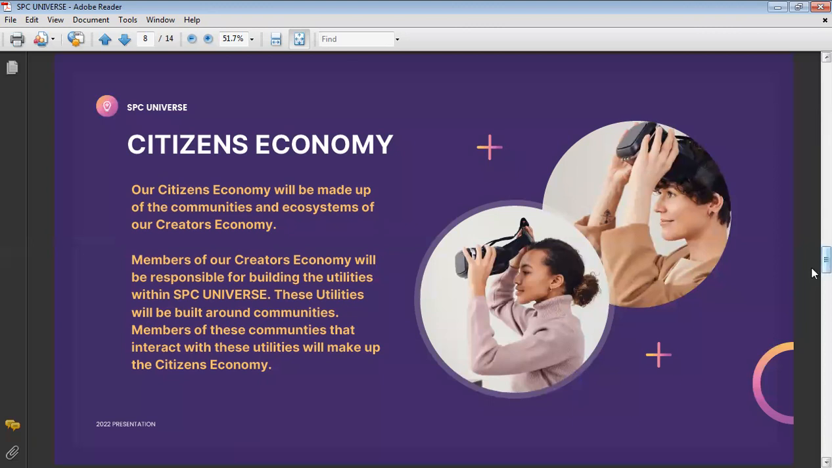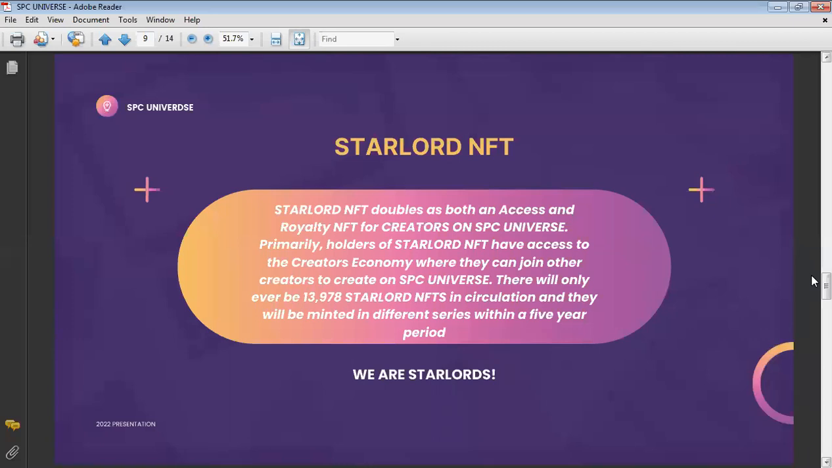Now we'll go further. The Starlord NFT doubles as both for SPC and for creators. Primarily, holders of the Starlord NFT have access to create on the SPC Universe. There will only ever be 13,978 Starlord NFTs in circulation. Take note of that. There will not be more than this amount, and they will be minted in different series within a 5-day period. That's extremely amazing, a very extremely limited supply.